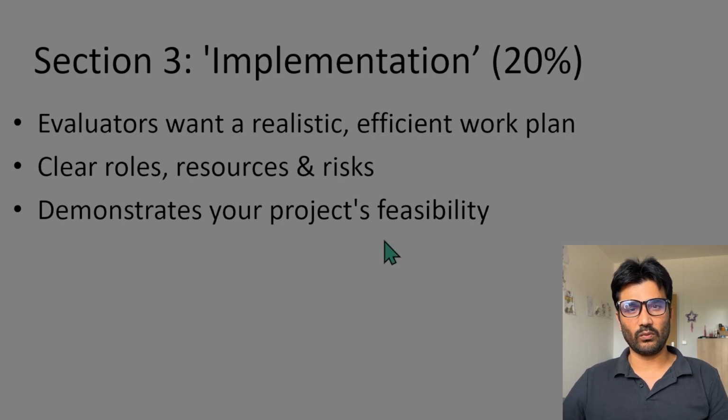And what the evaluator wants here is a realistic and efficient work plan. There should be clear roles of who will do what. For example, who will be leading what type of activity, either you or your supervisor. You should clearly mention what resources are available and how you will use them, what kind of tasks they will be involved in, and then you should also talk about the risks. This is also very important: you should be honest and fair when talking about risk, and you should have backup plans and mitigation activities.